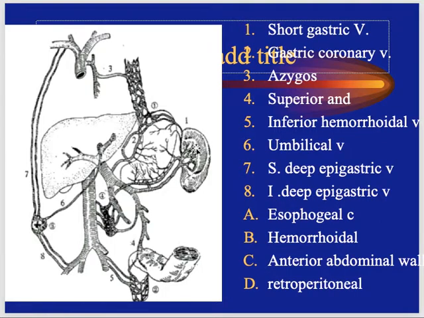Now the portal venous pressure, which is around 5 to 10 millimeter of mercury, is basically greater than the inferior vena cava. Okay, but as this pressure increases, we call this portal hypertension.